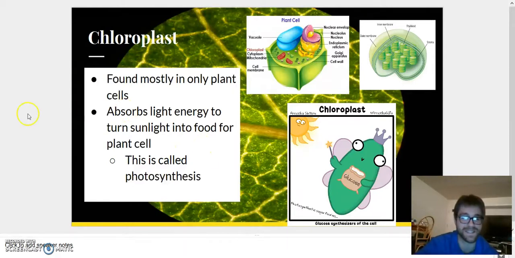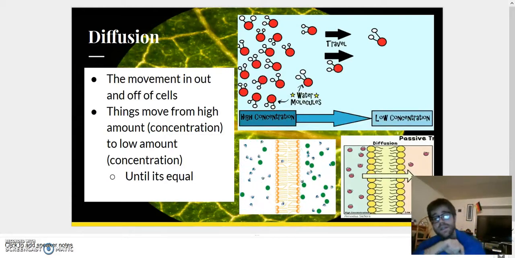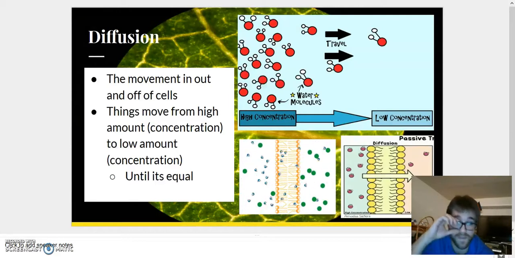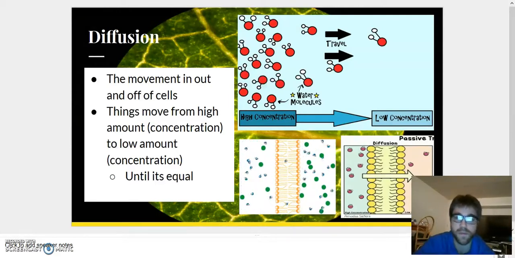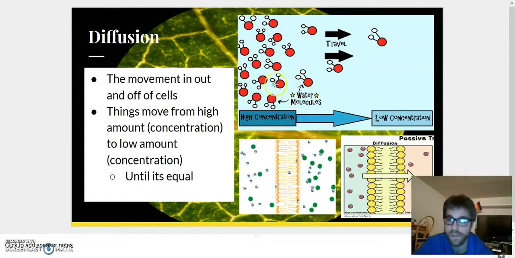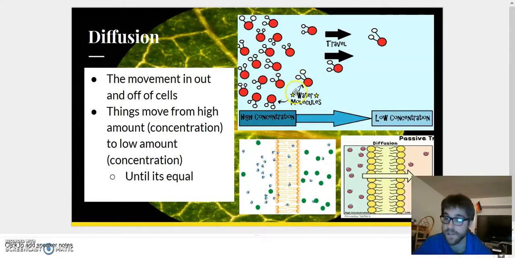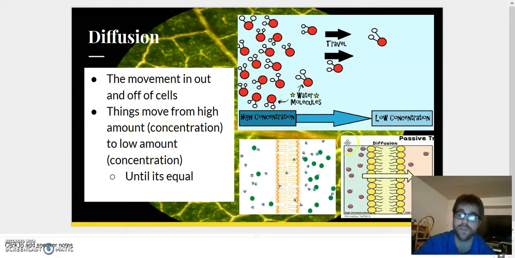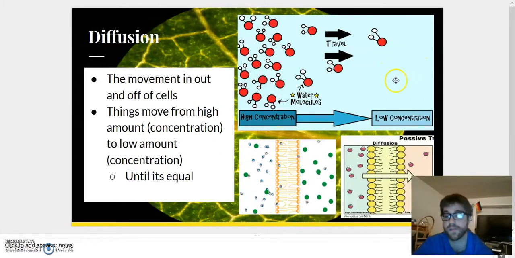That's photosynthesis. Alright, we are done talking about organelles, so a few more things that we need to know for the quiz. First, we had a small lab about this. Diffusion. Diffusion is when we have movement in and out of the cell. It's when we move from a high concentration, somewhere where we have lots of something, to a low concentration, somewhere where we don't have a lot of something.